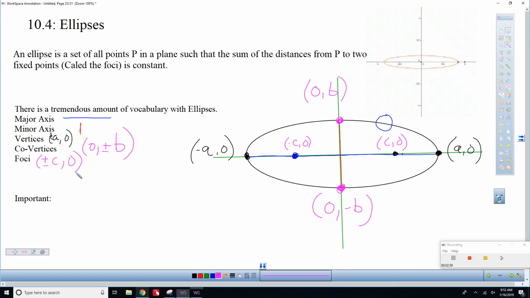All right, so we've got a's, b's, and c's. Just remember, a is the distance between the center and the vertex, so a is half of the major axis. That's important. So a is half the major axis. Then b is half the minor axis.